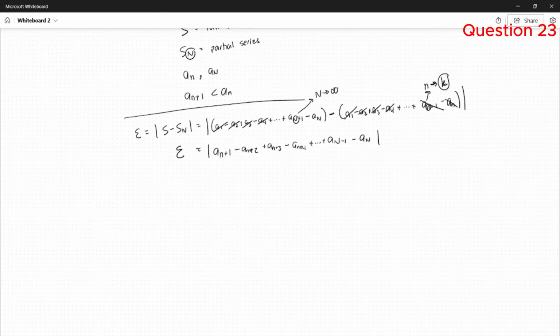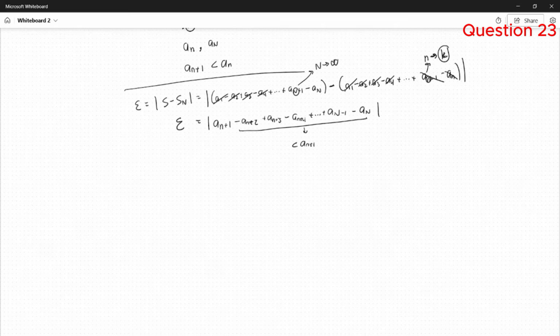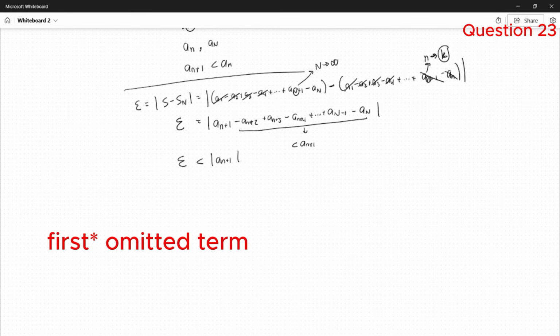We have determined from our previous assumption that a of n plus 2 in this example must be less than a of n plus 1, which means that a of n plus 1 of anything must be less than a of n. Thus, we can conclude that everything after a of n plus 1 must be less than a of n plus 1 itself, which means that we can guarantee that the error must be less than a of n plus 1 or the next omitted term.